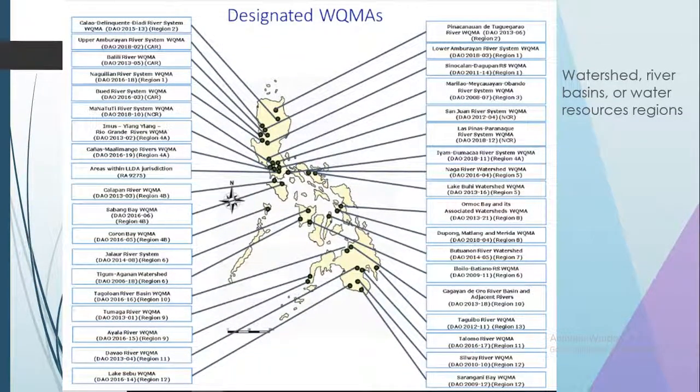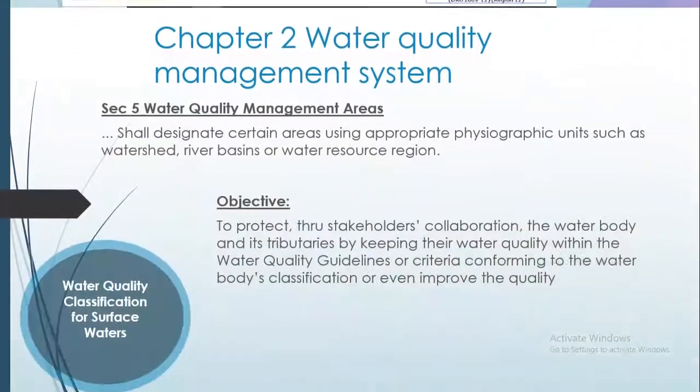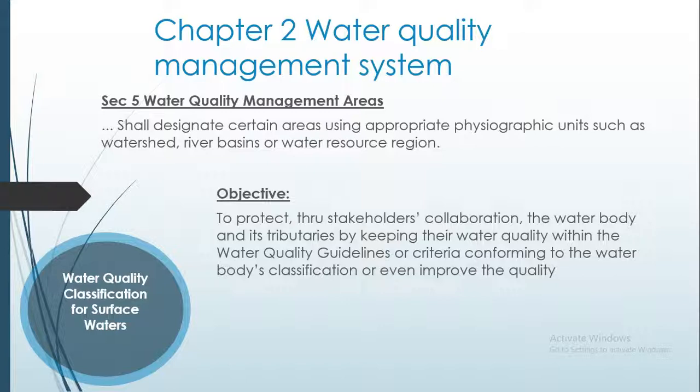As of 2018, there are 37 declared water quality management areas in the Philippines, which include watersheds, river basins, bays, and areas within the Laguna Lake Development Authority or LLDA jurisdiction. Basically, the water quality management area's main objective is to protect water bodies and its tributaries by setting water quality guidelines or criteria.